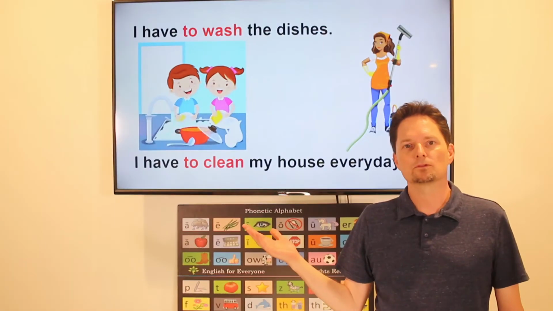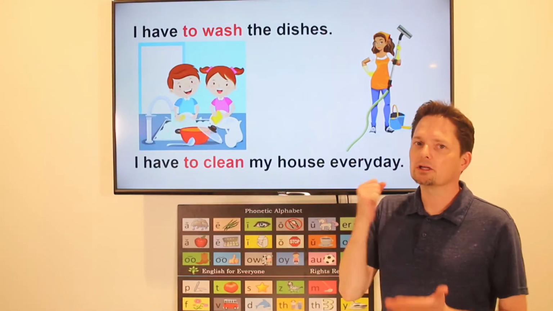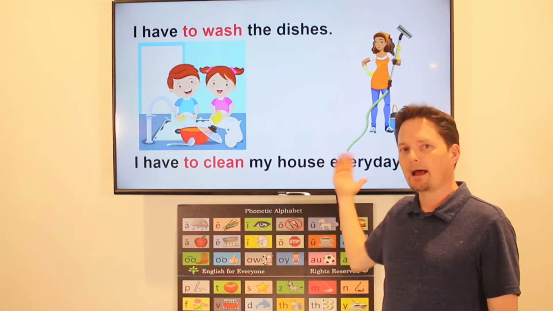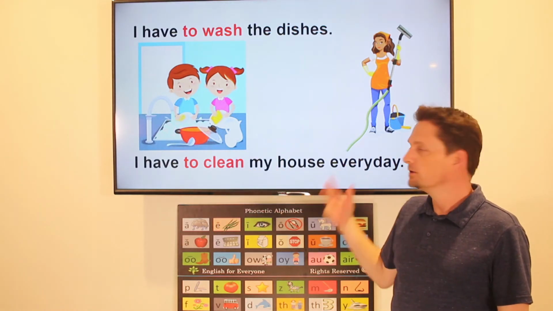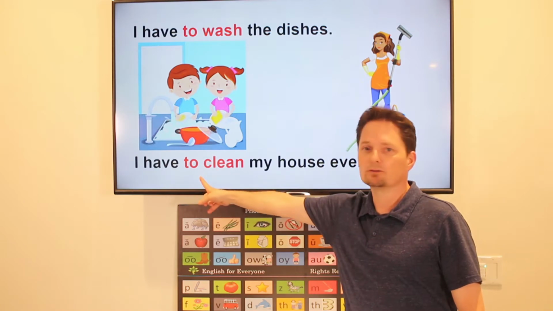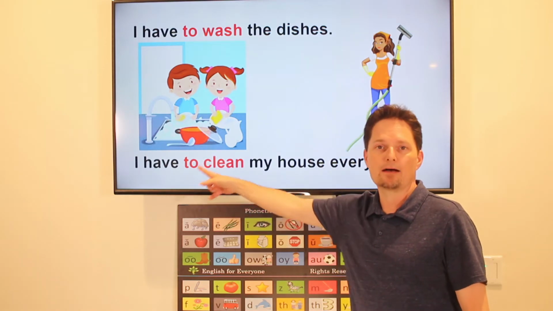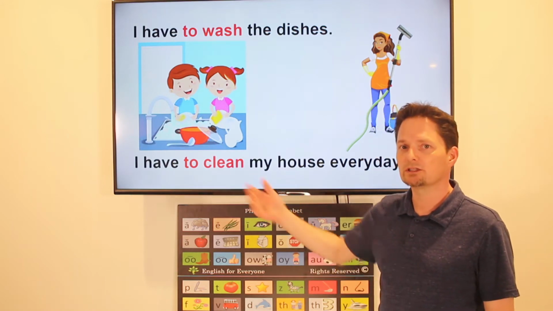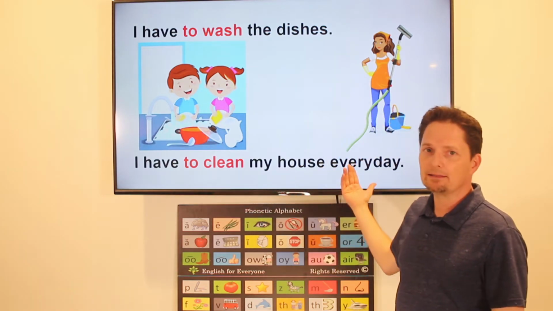Very good. More examples with to. Obligation, I have to. I have to wash the dishes and I have to clean my house every day. See, two actions, connector to. I have to clean. After to, use a simple form of the action. I have to wash the dishes and I have to clean the house every day.